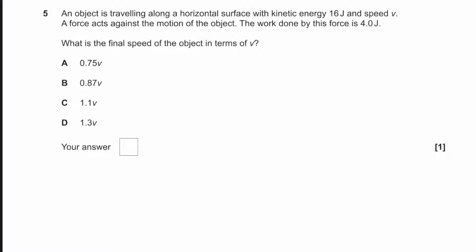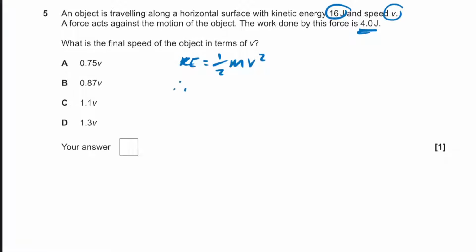5. An object is traveling along a horizontal surface with a kinetic energy of this and a speed v. Force acts against the motion of the object. The work done by this force is that. What is the final speed of the object in terms of v? Okay, getting a little bit more complicated. So we know that KE is equal to half mv squared. So we can just say energy is equal to that.